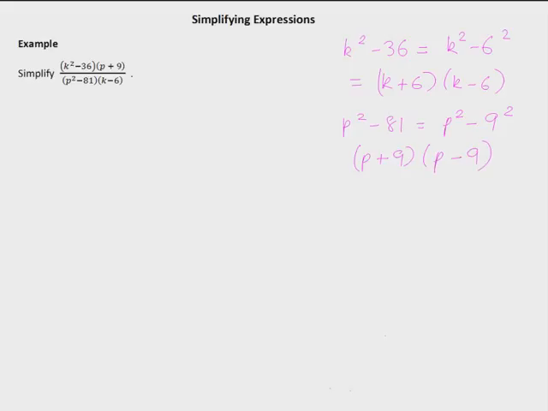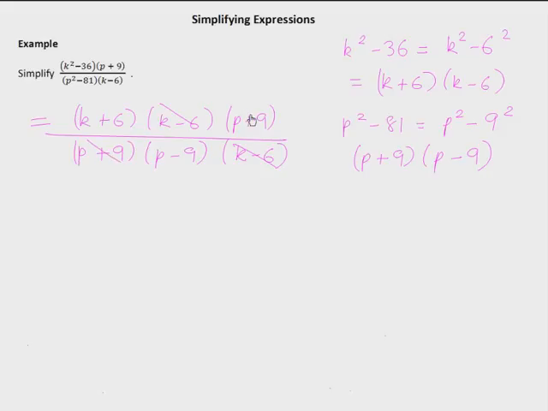So I have factorizations of some terms in the numerator and in the denominator. Let's use them and see how far we go. So this becomes (k plus 6) into (k minus 6) into (p plus 9) upon (p plus 9) into (p minus 9) into (k minus 6). Now we have terms common in the numerator and the denominator, so I can divide them out. k minus 6 and k minus 6 divide each other out. p plus 9 divide each other out. And I'm left with (k plus 6) over (p minus 9). So this is a neat simplification.